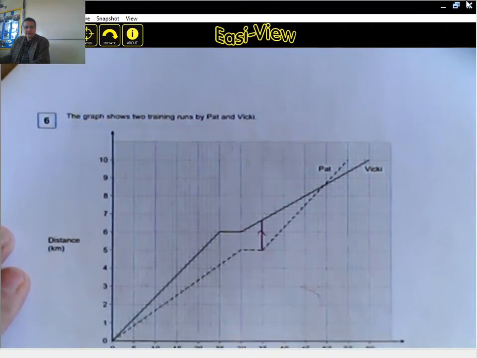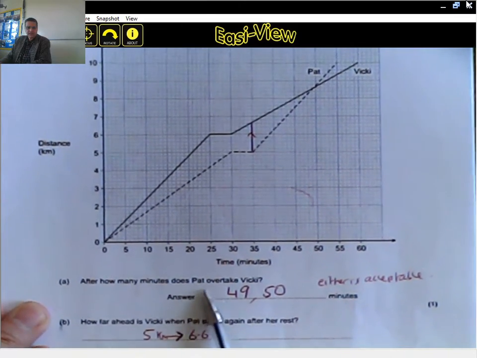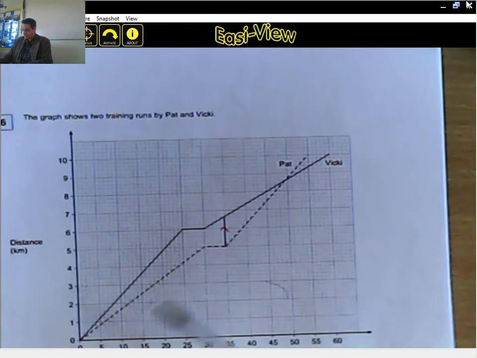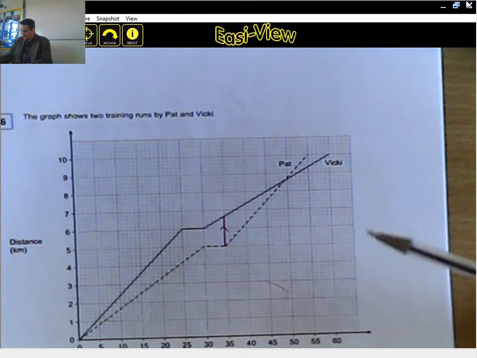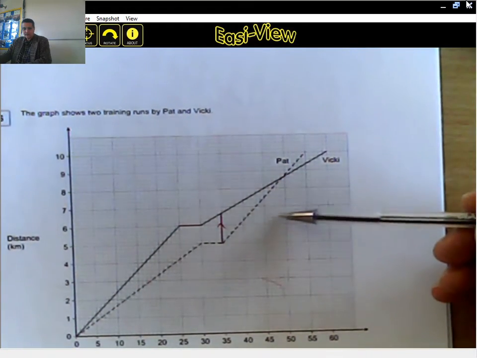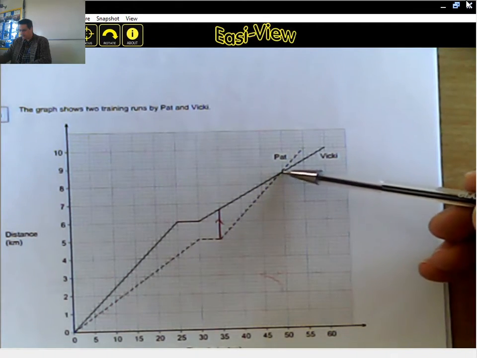This is Pat and Vicky. Here we go. After how many minutes does Pat overtake Vicky? So here's Vicky, here's Pat, and she's gone. So let's have a look. We're looking at where it crosses over. It's 49 minutes, or maybe 50 if you think it's roughly there.